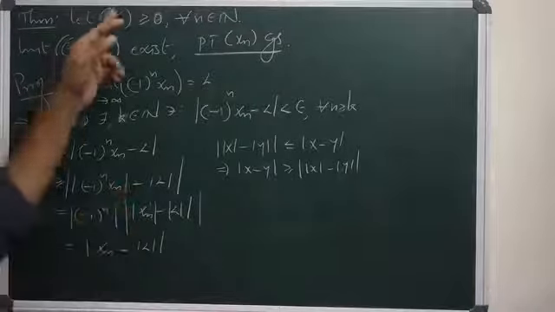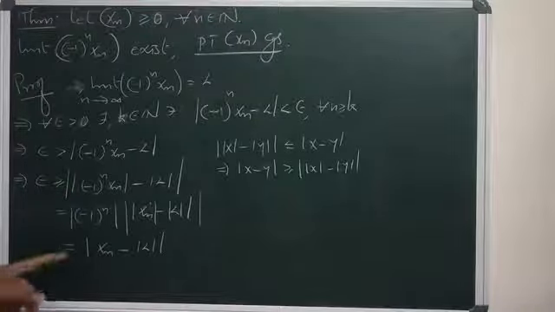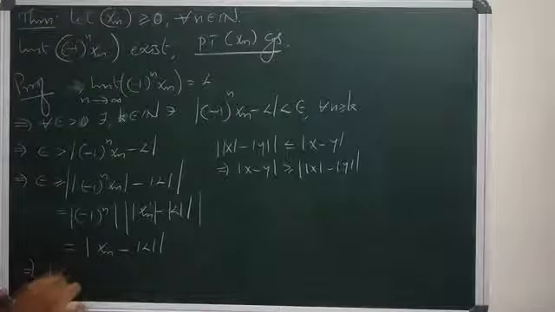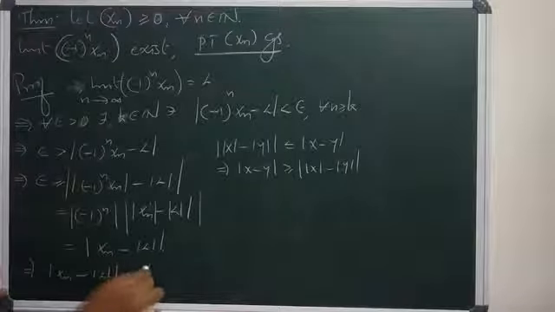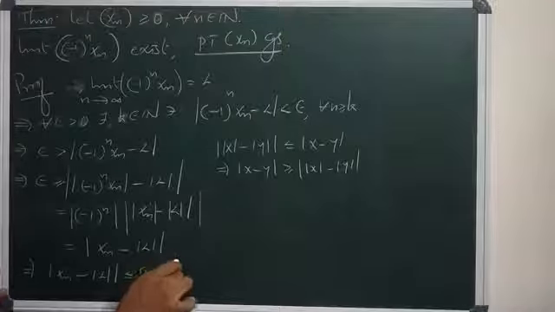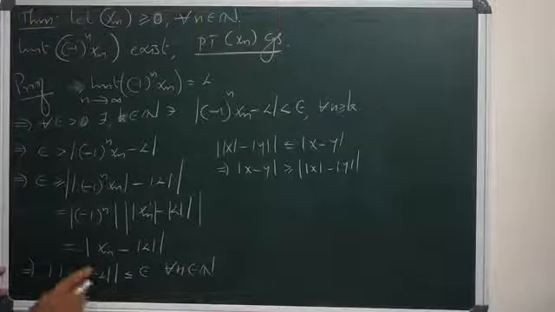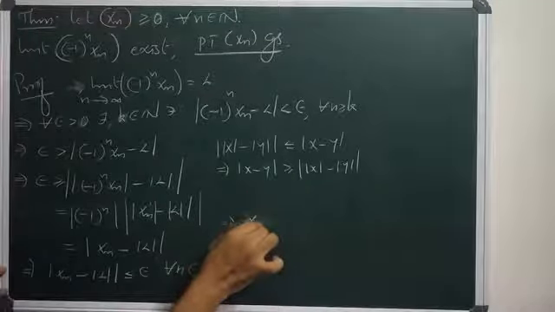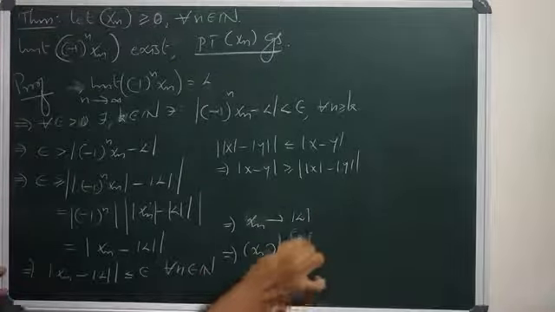Mod xn, since xn is greater than or equal to 0, so modulus of xn is nothing but xn itself. So mod xn minus mod L, that means modulus of xn minus mod L is less than or equal to epsilon for all n greater than or equal to some k. That means xn converges to where? xn converges to mod L. That means the sequence xn converges.